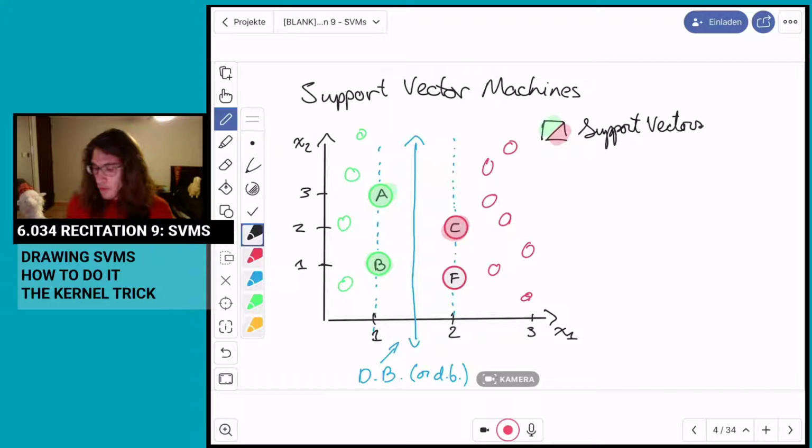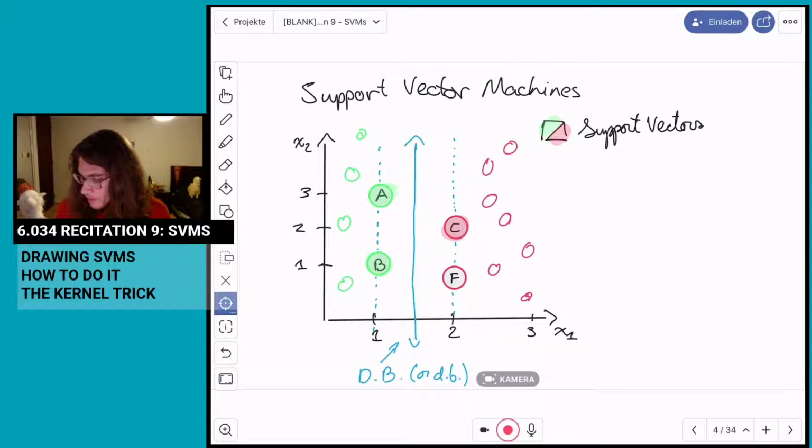And in reality, the points are the ends of vectors. So in reality, there's a vector that extends to each of these points and ends on that point. But we are referring to the points as the support vectors themselves because it's much simpler and easier to see. And that's one of the simplifying assumptions that we'll make here in this recitation in 6034.